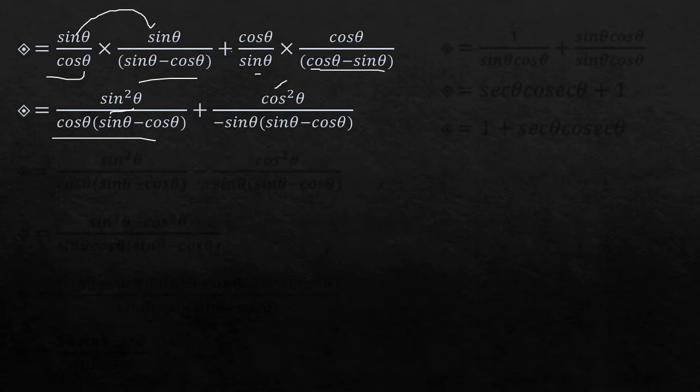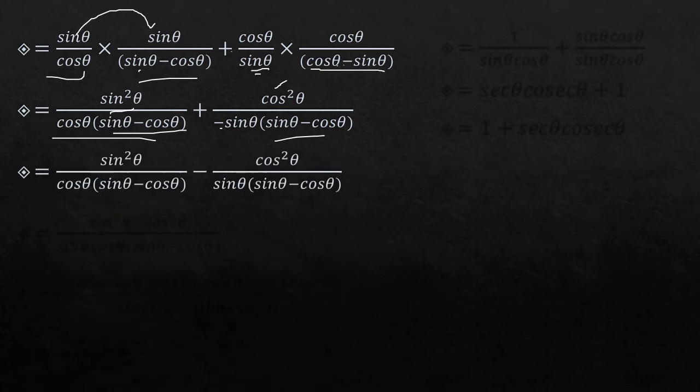You will take this minus common from here, so that this term and this term become the same. How? When you take minus common here, this becomes minus cos theta and this becomes plus sin theta. So we write it as minus common, then sin theta into sin theta minus cos theta. Okay students? Now, sin square theta upon cos theta into sin theta minus cos theta, and this minus goes here, so it also becomes minus cos square theta upon sin theta into sin theta minus cos theta.